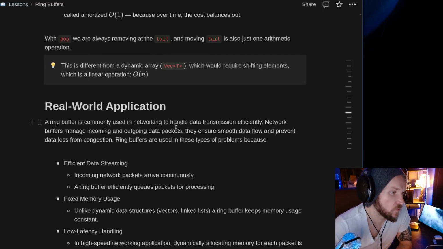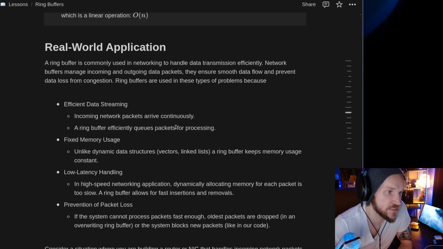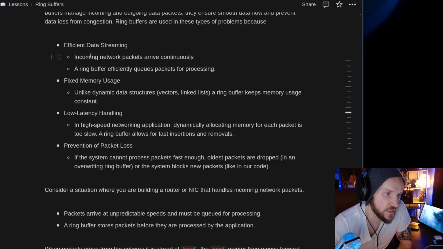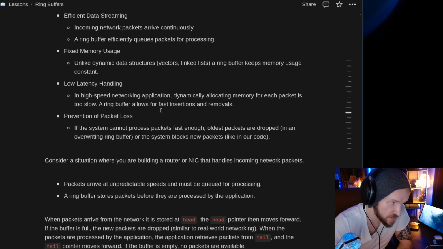Now, real world applications. Okay, so like I said earlier, ring buffers are commonly used in networking to handle data transmission efficiently. Network buffers manage incoming and outgoing data packets, ensuring the smooth flow of data and preventing packet loss from congestion. And the reasons that ring buffers are used in these situations: efficient data streaming, so incoming network packets arrive continuously, and a ring buffer efficiently queues packets for processing. And then like we talked about, fixed memory usage, it keeps memory usage constant.